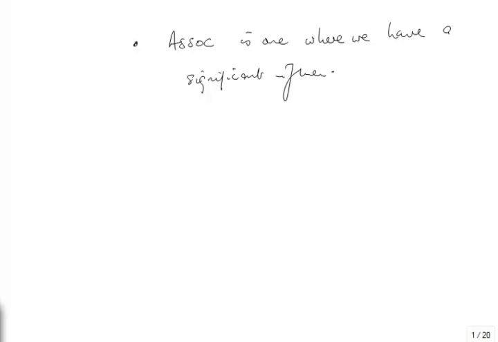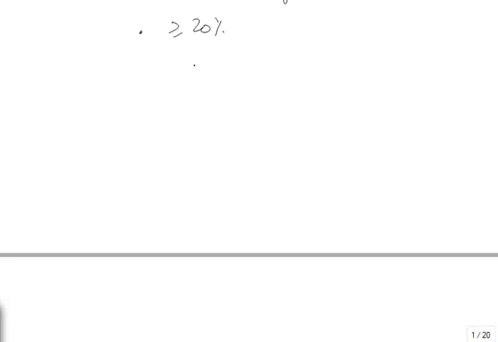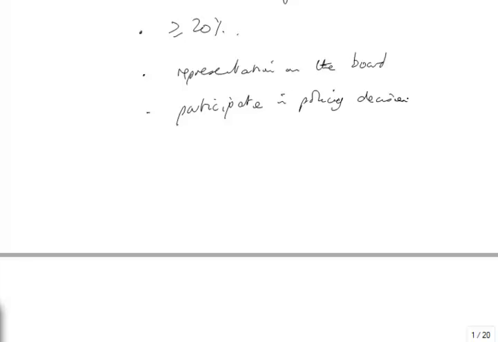Shortly after this date, an associate is one where we have a significant influence. That's taken to be 20% or more, but it's not conclusive. The other indications are representation on the board, and participation, the power to participate in policy decisions, and particularly their dividend policy.